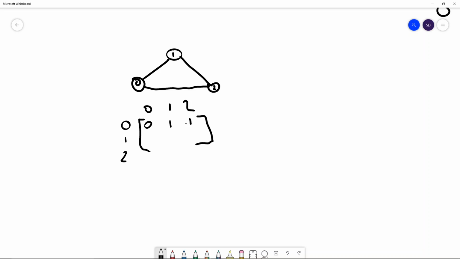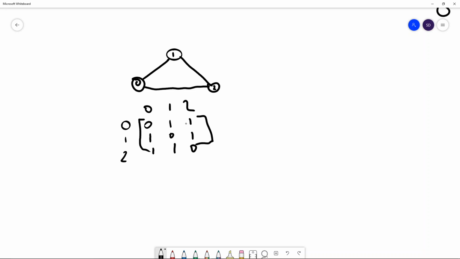The edges from 1 to 0, 1. The edges from 1 to 1, 0. The edges from 1 to 2, 1. The edges from 2 to 0, 1. The edges from 2 to 1, 1. And the edges from 2 to 2, 0. So this is an adjacency matrix, and it's a very common way of representing graphs, and it's something that you should definitely get down pat in your memory.